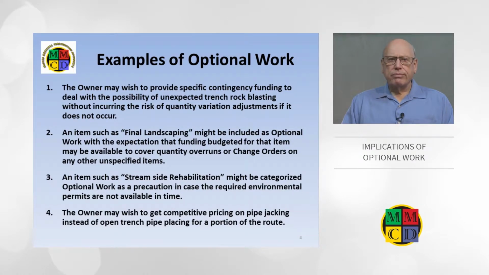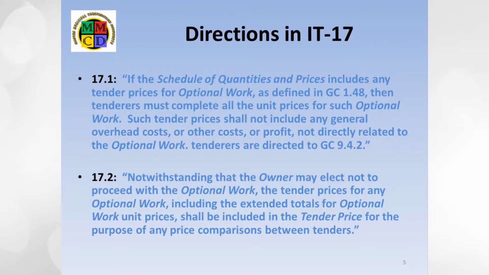Instructions to Tenderers number 17 provides direction to both bidders and the owner when optional work is included in the schedule of quantities and prices. IT 17.1 warns the bidder not to attach general overhead or other non-specifically related costs or profits to the optional items when generating the bid cost for the line item. Each optional work item is expected to be done on a standalone basis for the price tendered. The reason is that optional work is specifically excluded from quantity underrun adjustments, hence the reminder to review the underrun limitation in GC 9.4.2.